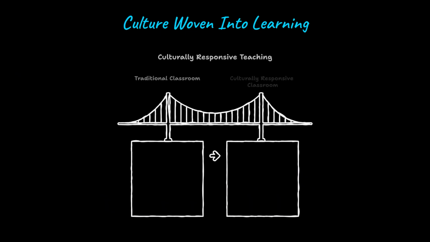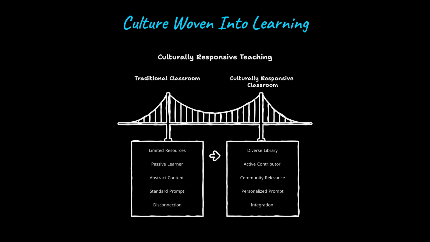In practice, a teacher might redesign a literature unit so authors from multiple communities appear throughout, not added on at the end, but woven into the standards from the start. Students bring their own histories into writing assignments and the literacy standards remain fully intact.